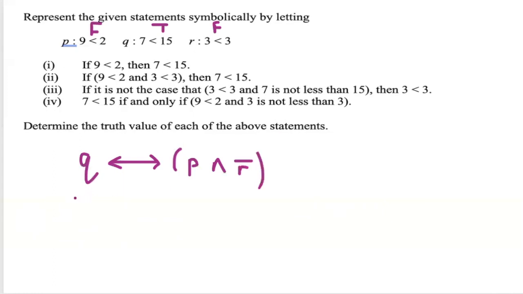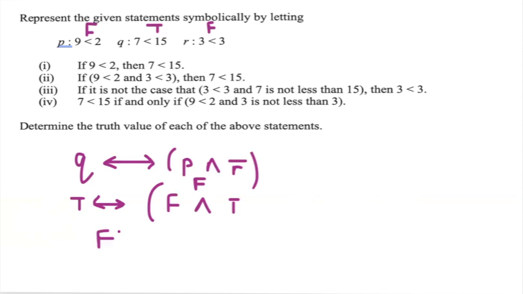For Q, we know that's a true. If and only if. Then we have P, which represents a false. And then we have negation of R, that's a true. False and a true is a false. But we have true, if and only if false, that's still a false.